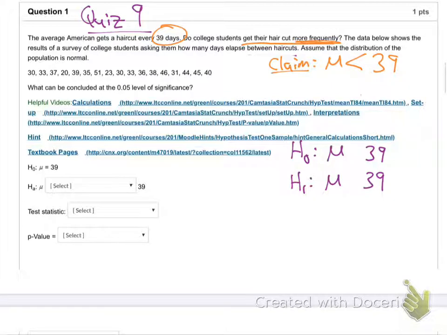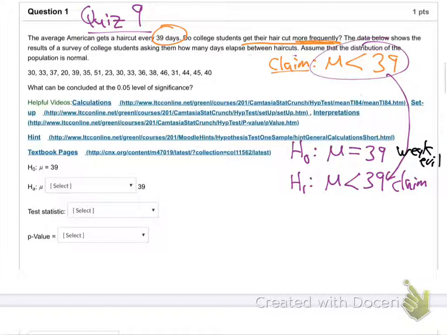Now, which way does the symbol go? Well, what's H0 always? Always equal, every time. And then what's the H1 going to be? Same as the claim, because one of them has to be the same as the claim, doesn't it? You can write claim right there. And then we should also write weak and strong evidence. They always go weak first, then strong, don't they? Weak evidence, strong evidence, always.